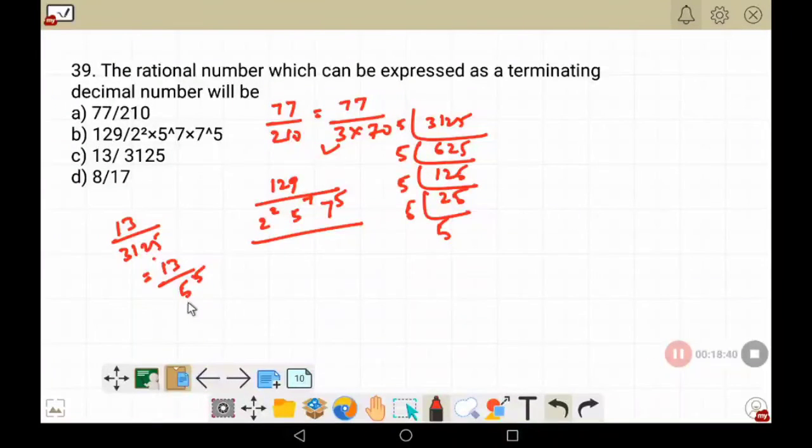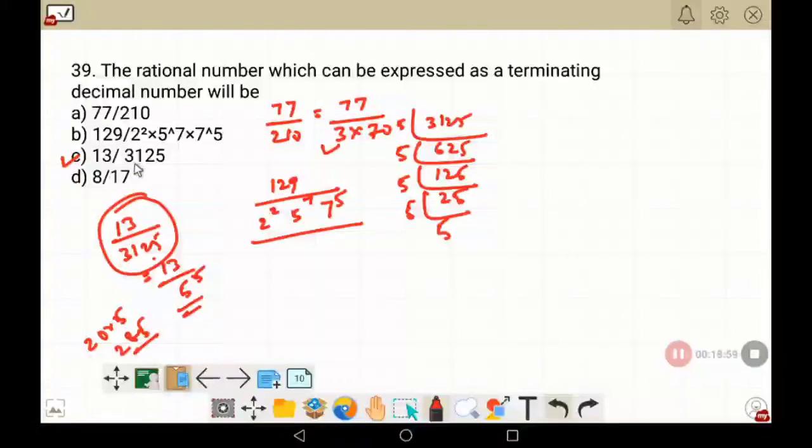As I told you, if you have 2 or 5 or 2 and 5 both, then the number is perfectly divisible, that is, expressed as a terminating decimal. So C is the answer. If you divide 13 by 3125, you will get a terminating decimal number.